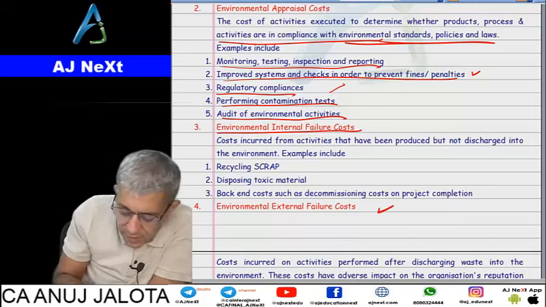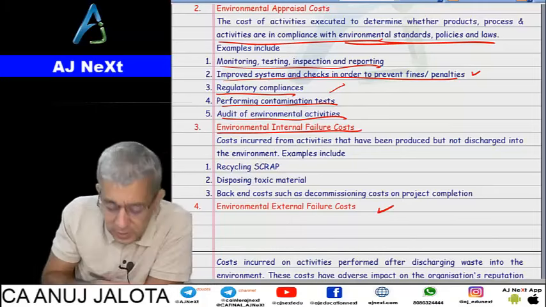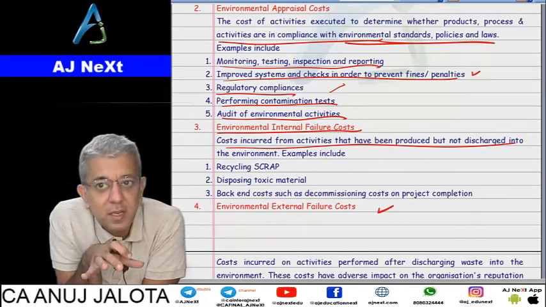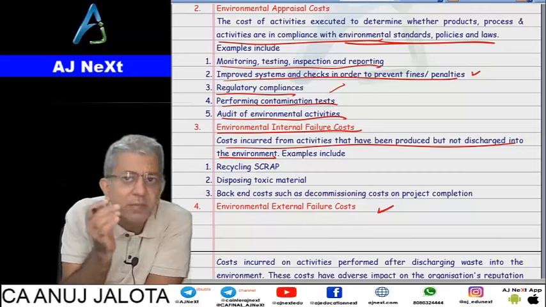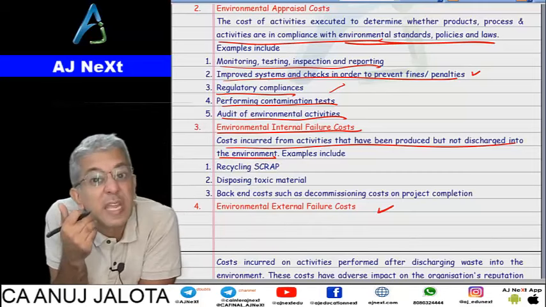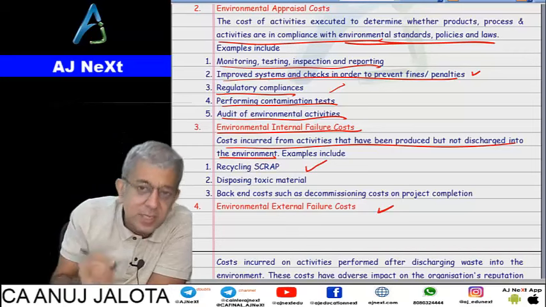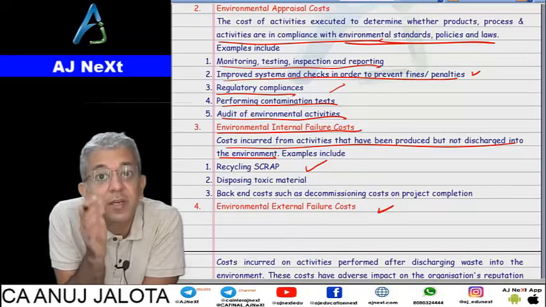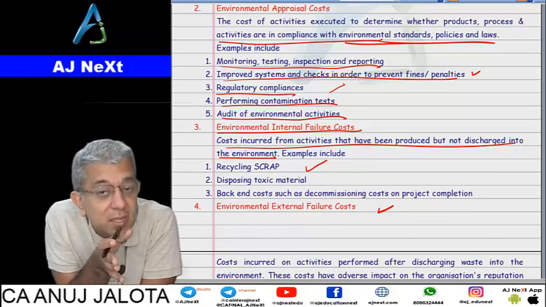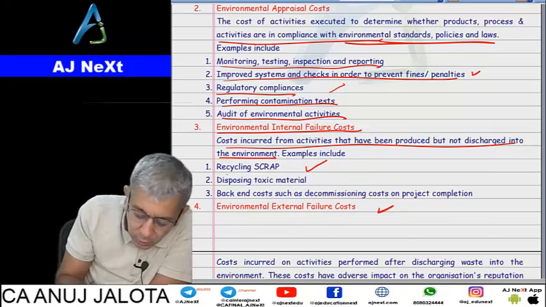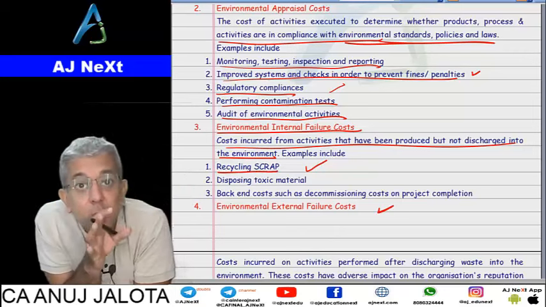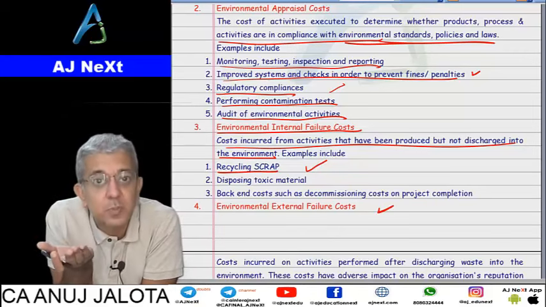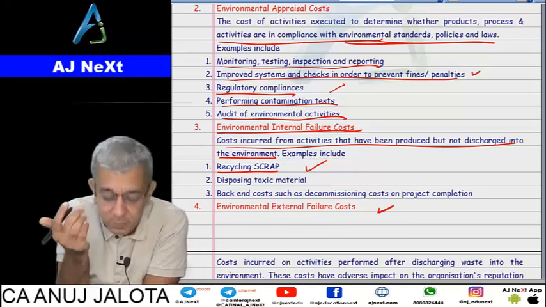Then, environmental internal failure cost. These are costs from activities that are incurred within the factory, but are still not discharged into the environment. These things have not gone into the environment. We are trying to recycle the scrap. Do remember that you recycle the scrap first. First of all, why did you generate scrap? It is a bad thing for the environment. So you try to recycle it. It is a good thing that you are recycling, but that cost should be as low as possible, because you should not generate scrap in the first place.